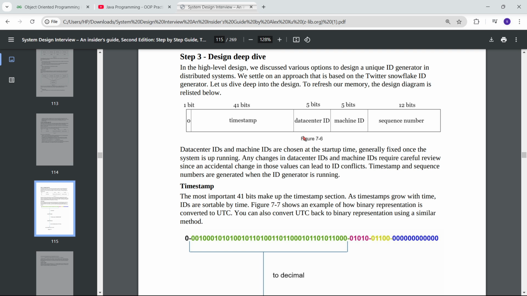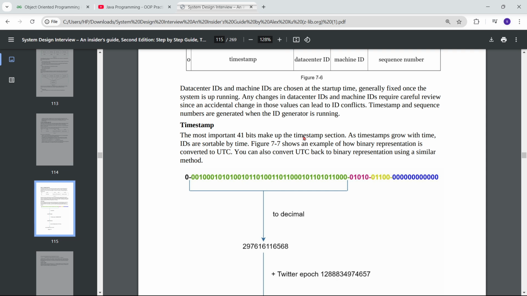Data center IDs and machine IDs are chosen at the startup time, fixed once the system is up and running. Any changes in the data center IDs and machine IDs require careful review since an accidental change in those values can lead to ID conflicts. Timestamp and sequence numbers are generated when the ID generator is running. Timestamp: the most important 41 bits make up the timestamp section. As timestamps grow with time, IDs are sortable by time.